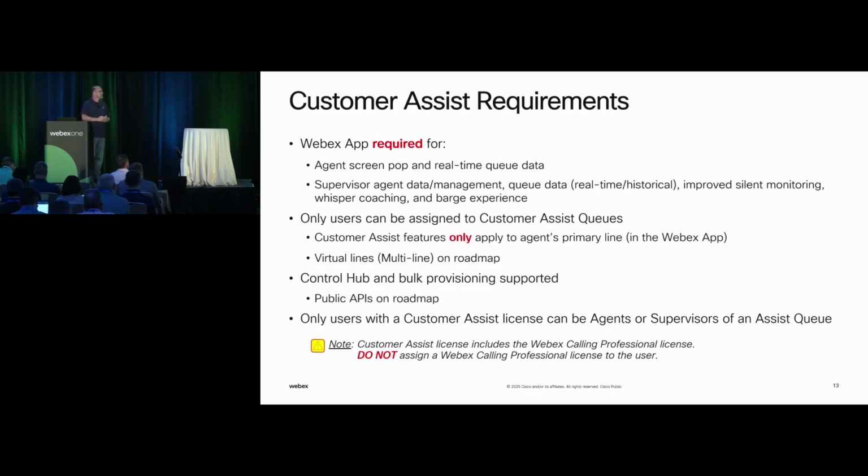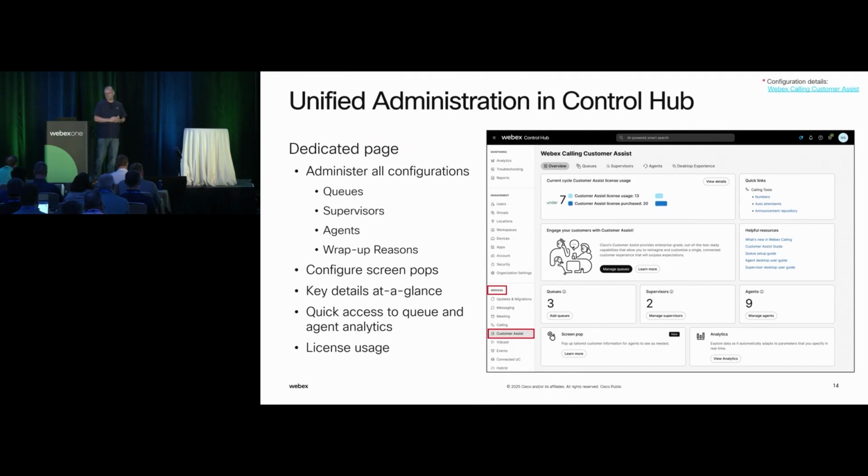It's also user associated for Customer Assist, so you can add users as agents. If you're familiar with call queues, they have virtual lines and workspaces also. We are working towards a virtual line, multi-line add-on or capability with it, but today it's users only, so just be aware of that as you're doing your configuration and planning. And again, everything is in Control Hub. We do have some APIs, and we have some more APIs on the roadmap. And then there is a license, which we'll talk about in a second, that's needed for Customer Assist for the agents and supervisors.